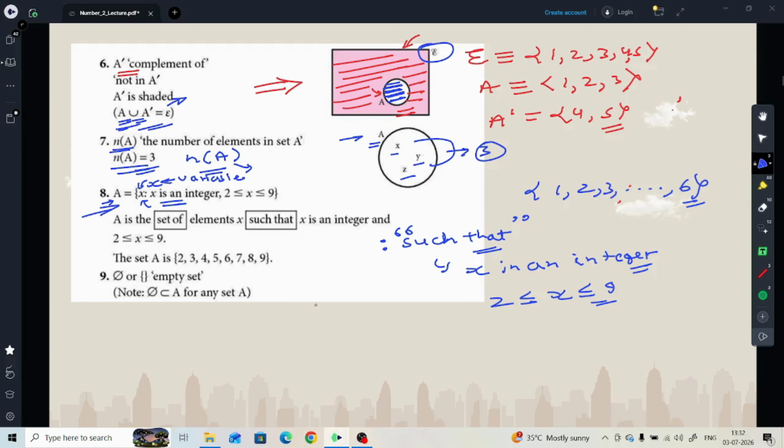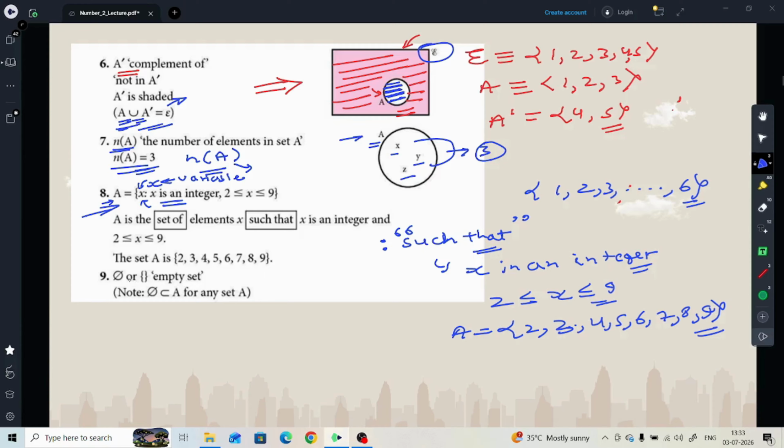That means if we try to write it in the parenthesis form, we'll be writing all the elements including 2 and 9, which should be integers between 2 and 9. 2, 3, 4, 5, 6, 7, 8, 9, all will be there. And that's how we can write the answer for the set A. Hope you must have understood.